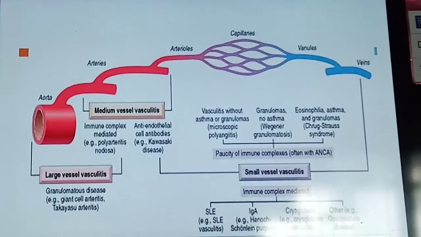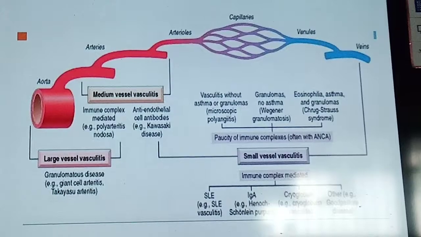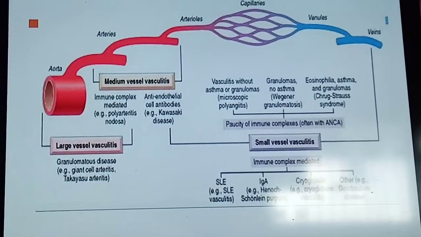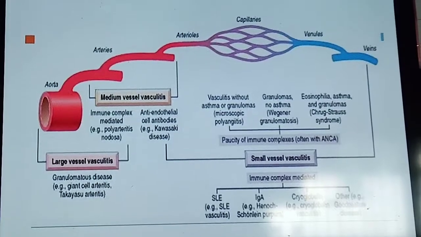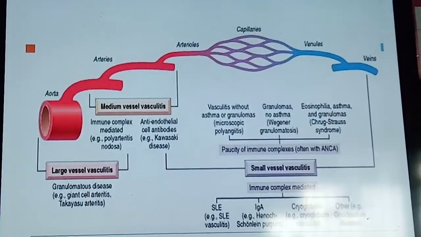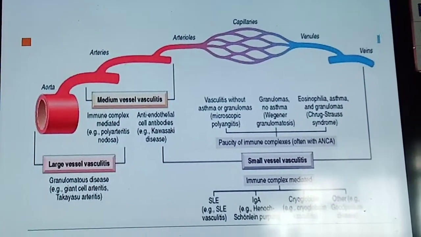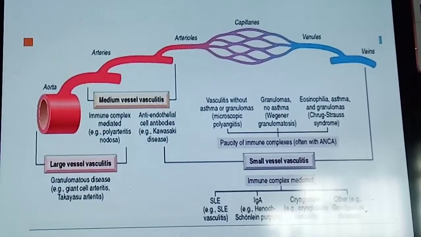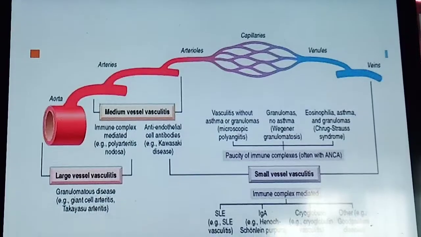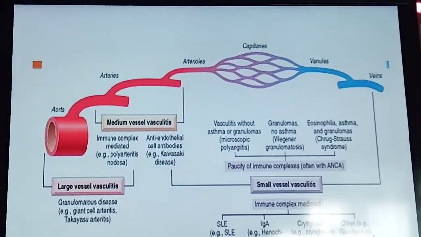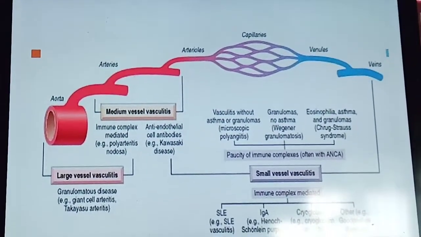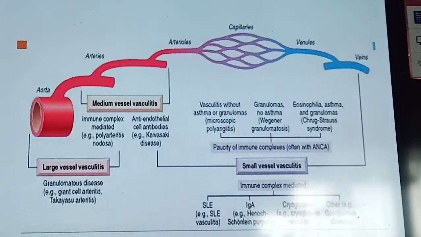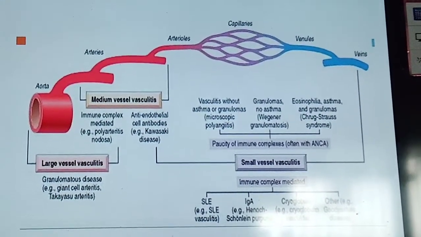Large vessel vasculitis usually affects the large arteries. In this condition there is usually granulomatous disease like giant cell arteritis and Takayasu arteritis. Medium vessel vasculitis is usually associated with immune complex mediation, like polyarteritis nodosa, and the other is anti-endothelial cell antibody associated, like Kawasaki disease.